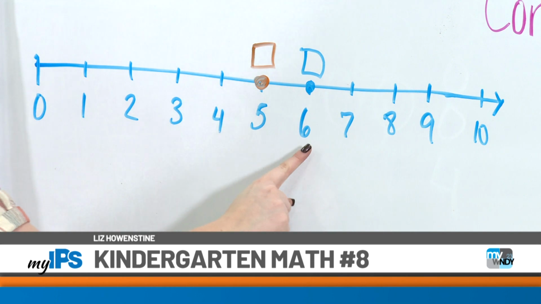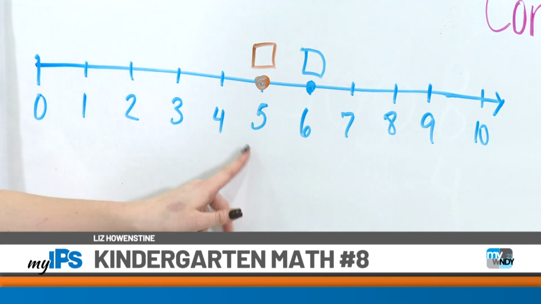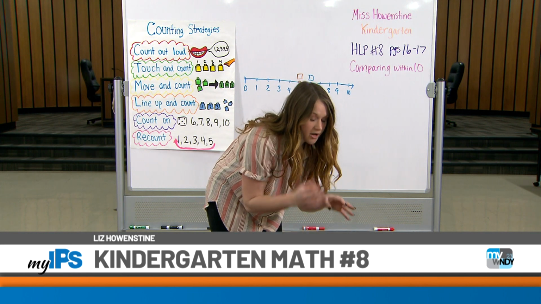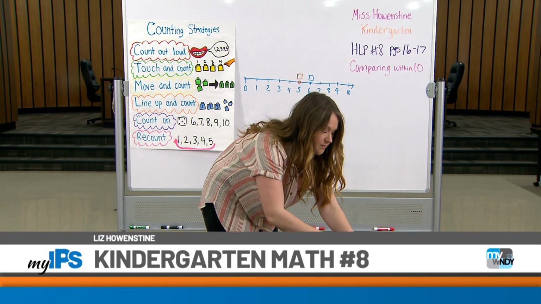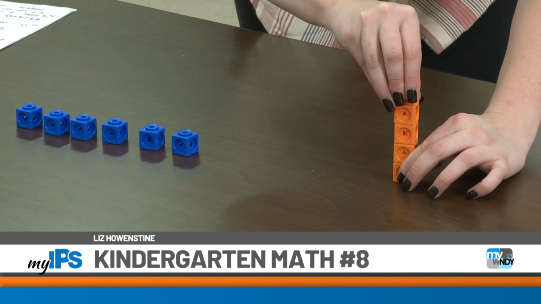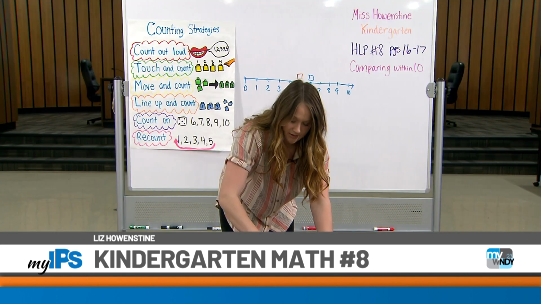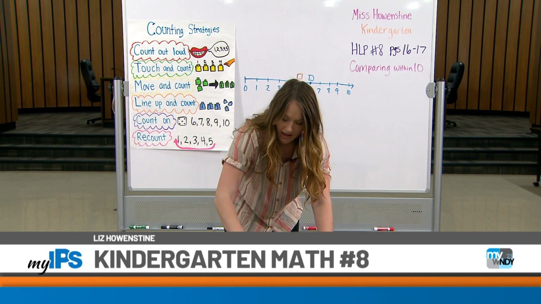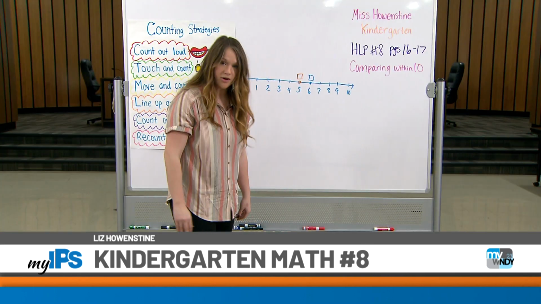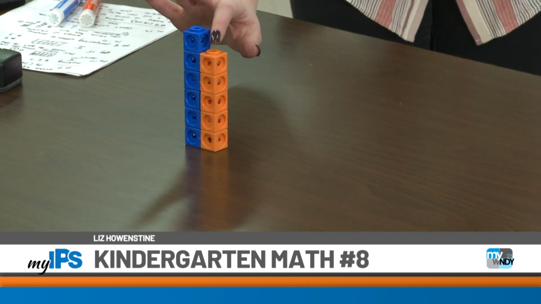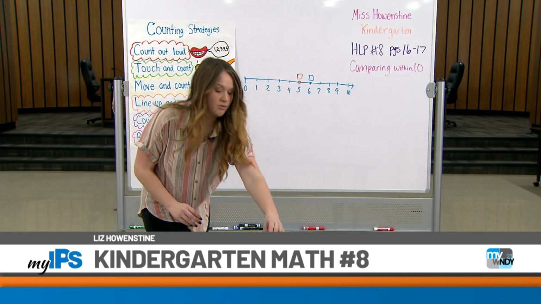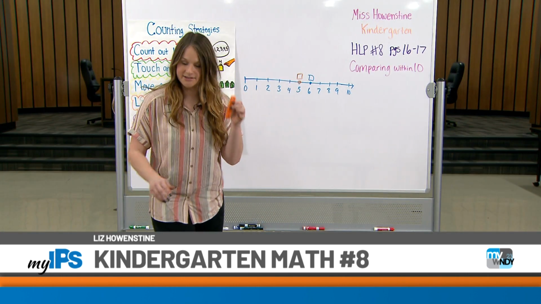So let's see, 6. But 5 comes before 6. So that is going to be our smallest amount. And we can even build these to compare them side by side to see which one has less. Awesome. If we compare those, you see that this one's shorter, it's smaller. So this is going to be less, okay?